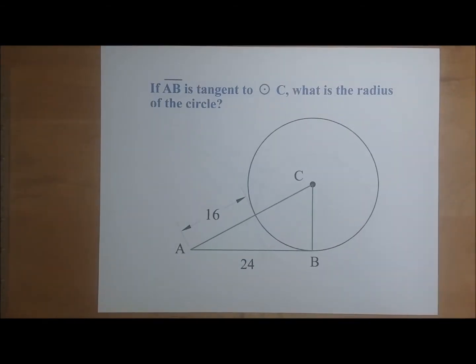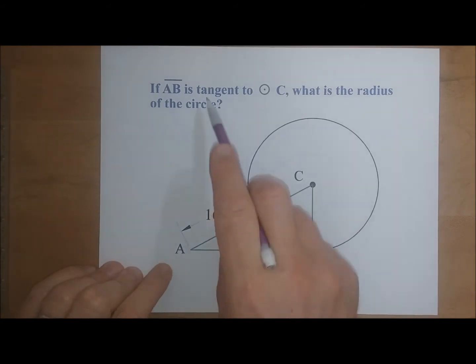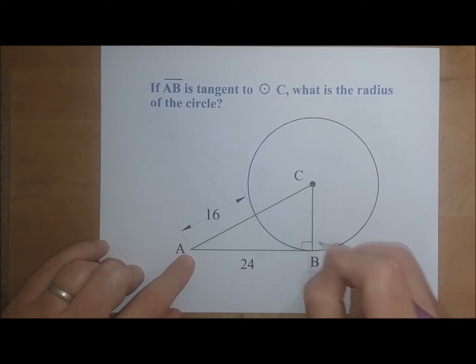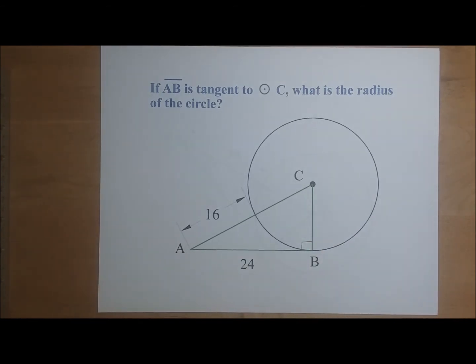All right, here's a great problem. They're telling us this time that AB is tangent to circle C. If I know it is, I'm going to go ahead and mark it. I'm just going to bank on that. What is the radius of the circle? Hold on. How am I going to solve this? This looks like a triangle where I don't have enough information. I don't even have two sides. I've got one side, and only a part of the other side. How am I going to figure out the radius of the circle if I can't even figure out the triangle?